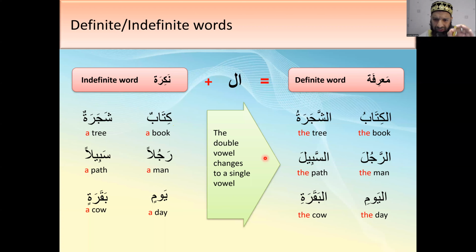So the ending doesn't change the meaning, right? The ending doesn't change the meaning. They're both still nouns. The only difference is this one starts with a, and this one starts with the, because of the al.